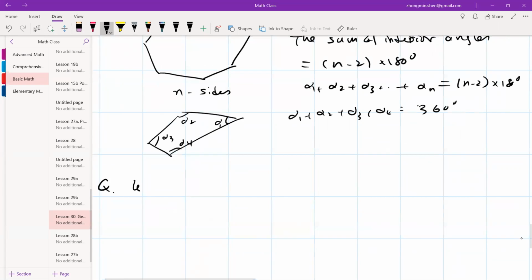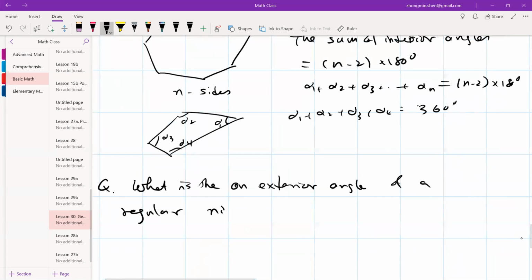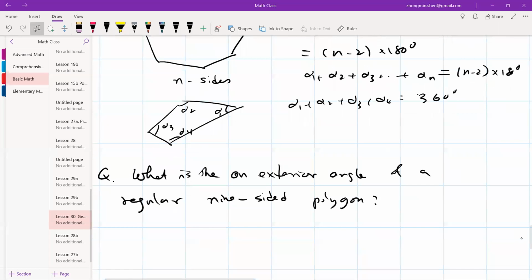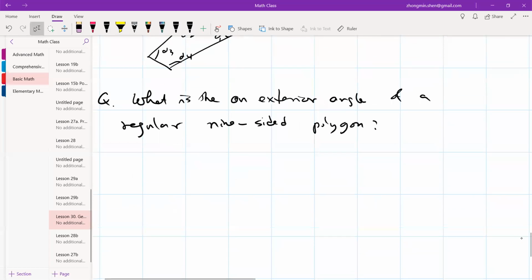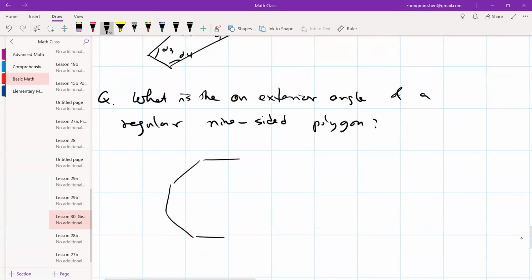Okay. Next problem. What is one exterior angle of a regular 9-sided polygon? The difference between an exterior angle and an interior angle is that the sum is going to be 360 degrees, right? So this is the regular 9 polygon.